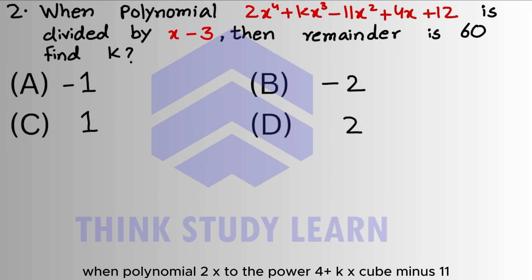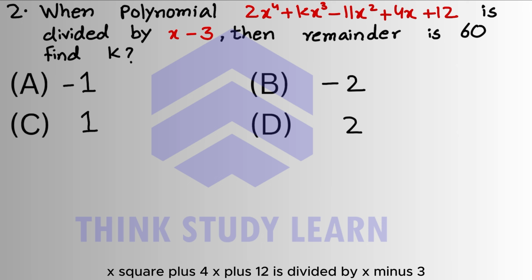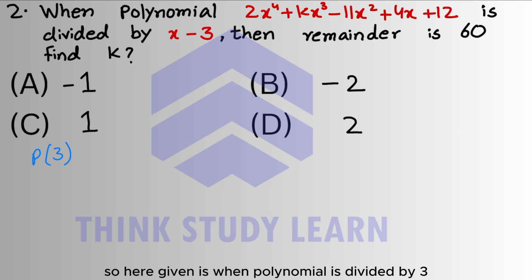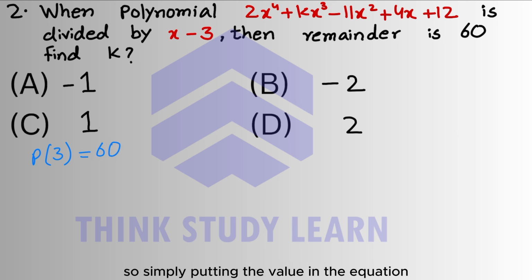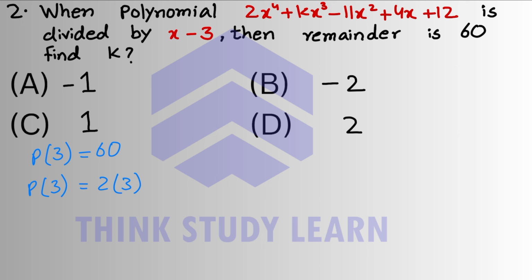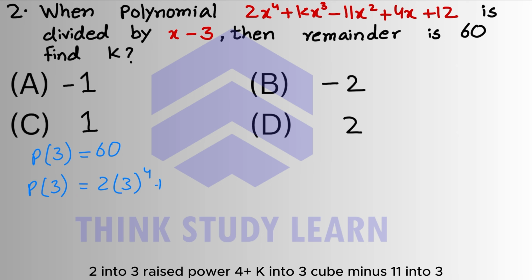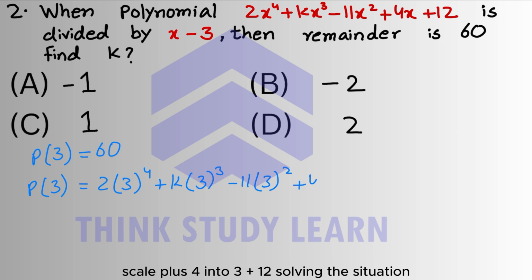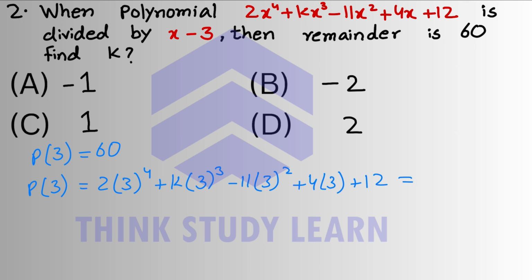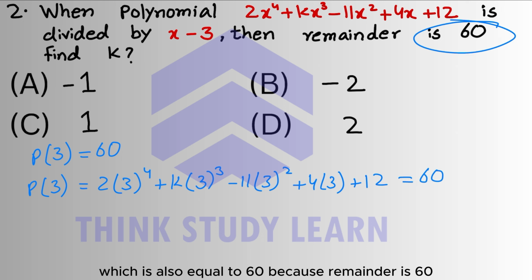The second question here states, when polynomial 2x to the power 4 plus kx cube minus 11x square plus 4x plus 12 is divided by x minus 3, then remainder is 60. Find the value of k. So here given is when the polynomial is divided by x minus 3, we will get remainder equal to 60. So simply putting the value in the equation, p of 3, 2 into 3 raised to the power 4 plus k into 3 cube minus 11 into 3 square plus 4 into 3 plus 12, which is also equal to 60 because remainder is 60.